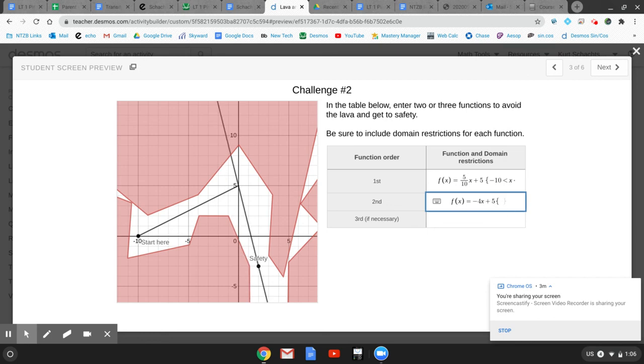Then I just have to restrict the domain. So it looks like I'm starting at 0. I want x to be bigger than 0, but I want it to be less than whatever x value this point is at, which is the point 2. And then you end it. So that's how I created that, okay?